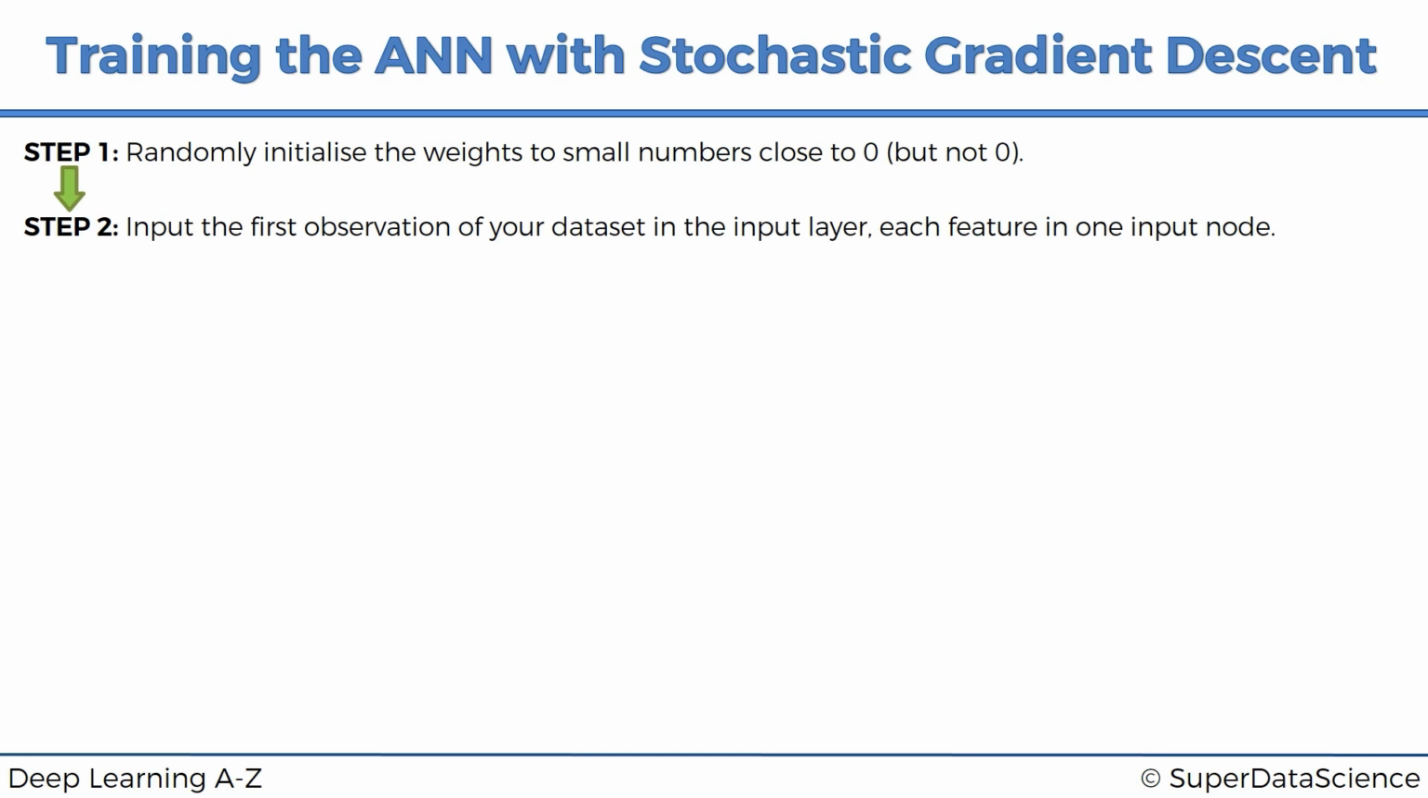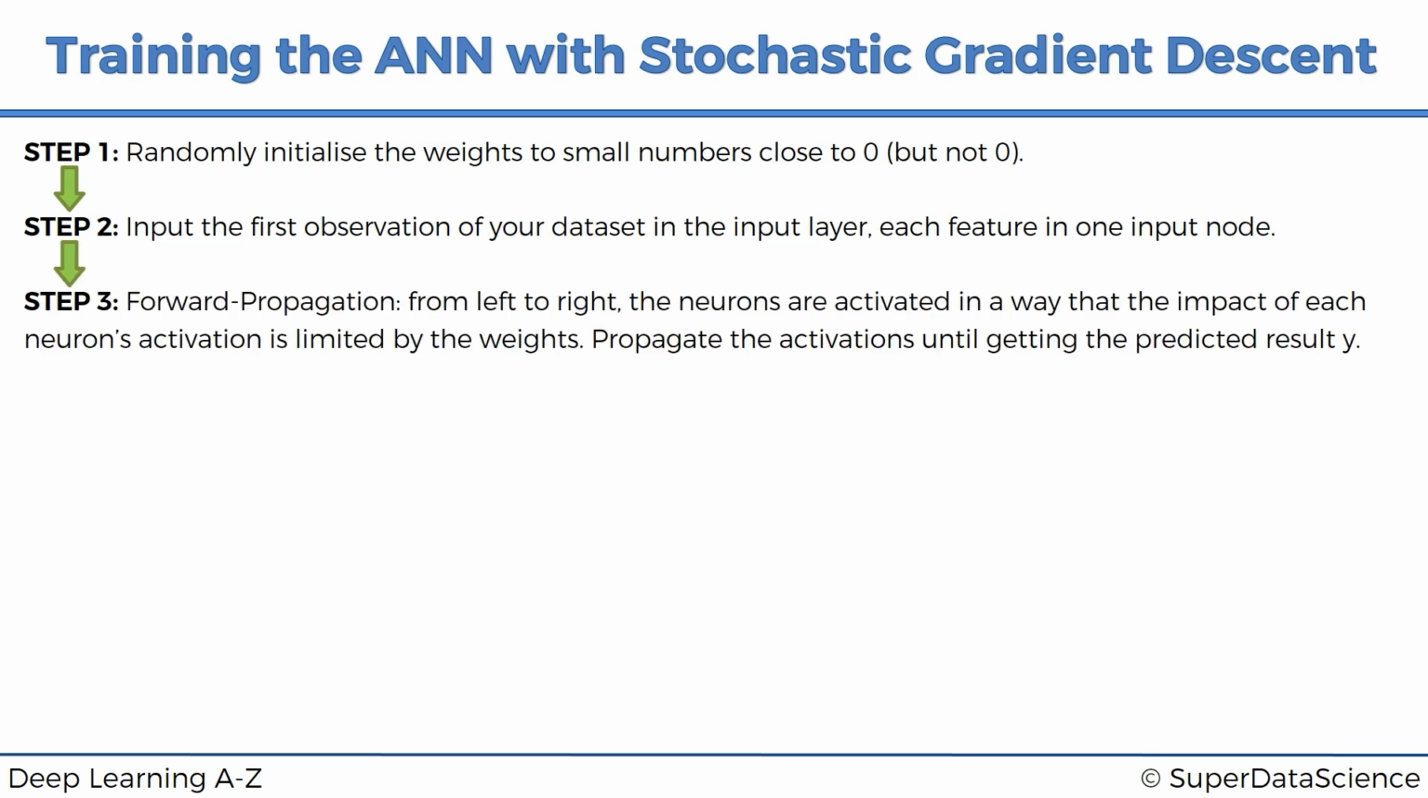Then step two, input the first observation of your dataset, so the first row, into the input layer. Each feature is one input node. So basically take the columns and put them into the input nodes. Step three, forward propagation. From left to right, the neurons are activated in a way that the impact of each neuron's activation is limited by the weights. So the weights basically determine how important each neuron's activation is. Then propagate the activations until getting the predicted result, y hat in this case. So basically you propagate from left to right, you go all the way until you get to the end and you get your y hat.